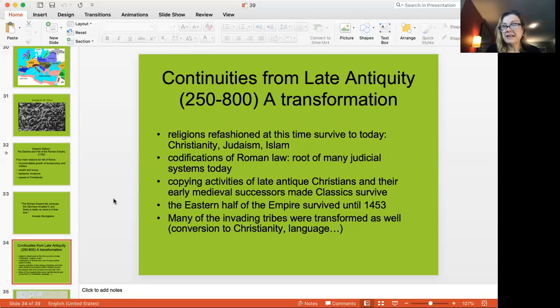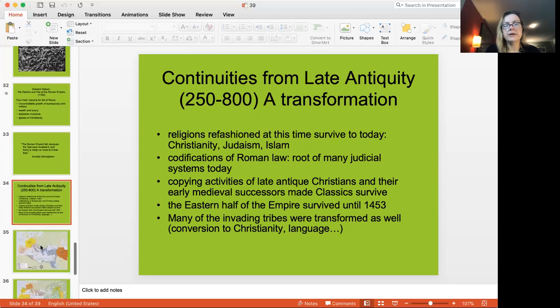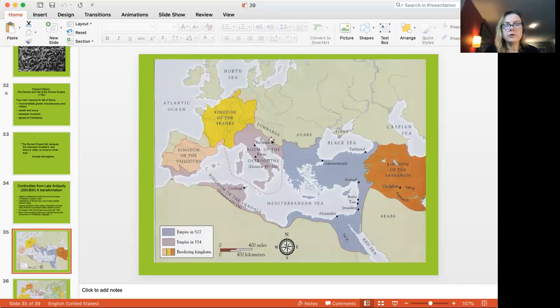So, should we get super excited about that 476 date or about the whole period? And ultimately, they also point out that many of the invading tribes were transformed as well by converting to Christianity, and the influence on their language, also on their institutions. How the story nevertheless unfolds is, of course, lots of changes. So if we look at this map, of course, this is the Byzantine Empire and these new developing empires in the West.